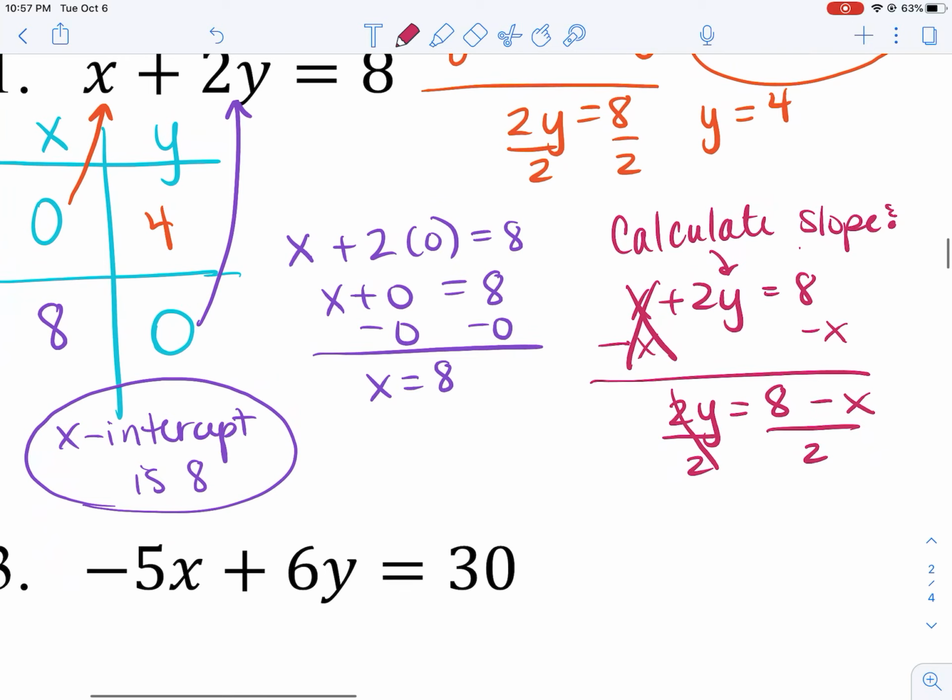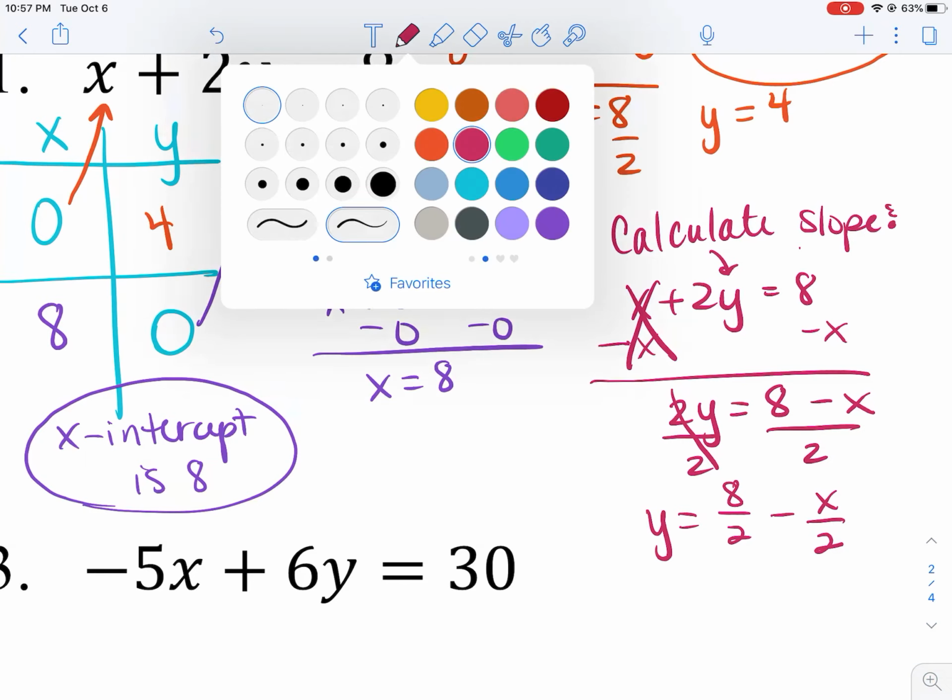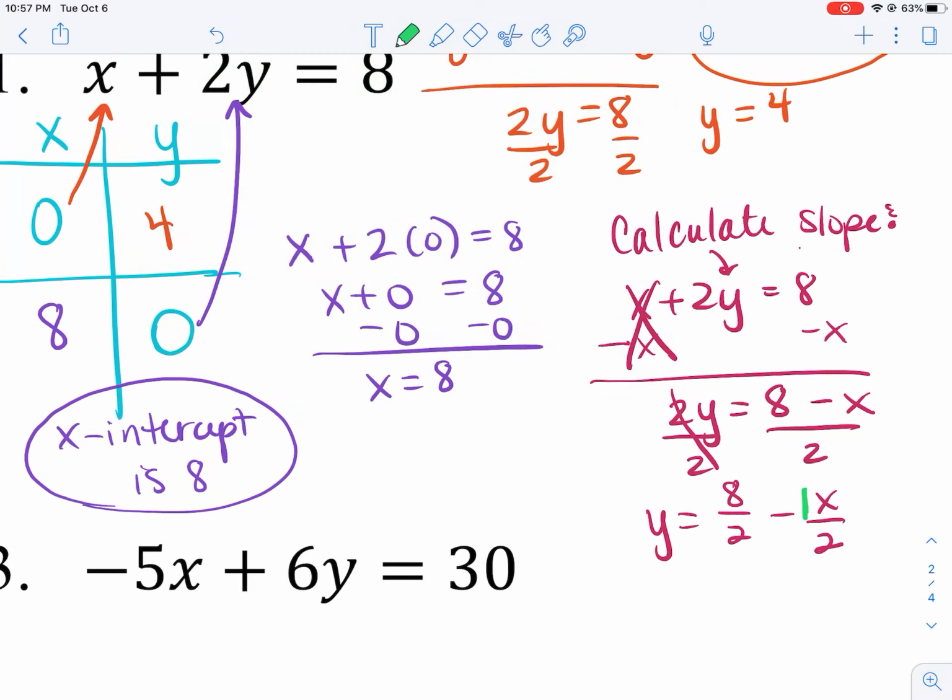When I do that, I'm going to separate this so I can see some stuff. I get 8 divided by 2 minus x divided by 2. And if you are looking at that like, I am not sure what that means, that's okay. Here's how this works. There is a 1 here with the x as its coefficient. And so I can rewrite this as negative 1/2 x. Those are the same two things, okay? And so because these are the same two things, the slope of this equation is negative 1/2.